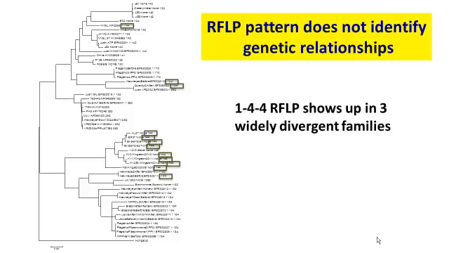And it's especially unwieldy since the RFLPs do not infer genetic relatedness. That's obvious if you look at this example with 144 RFLP types showing up in very widely divergent clusters of genetic similarity in a set of sequences basically taken from one system or one veterinary clinic. Okay.